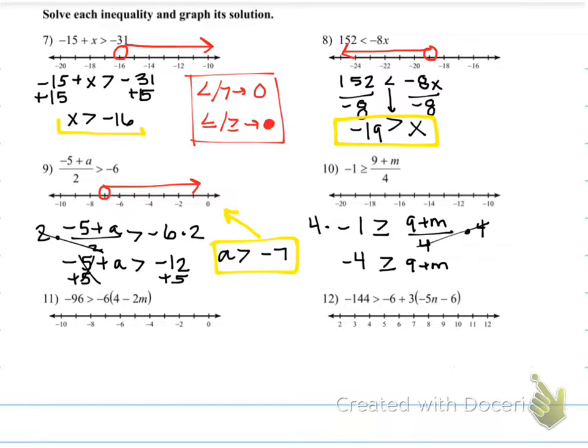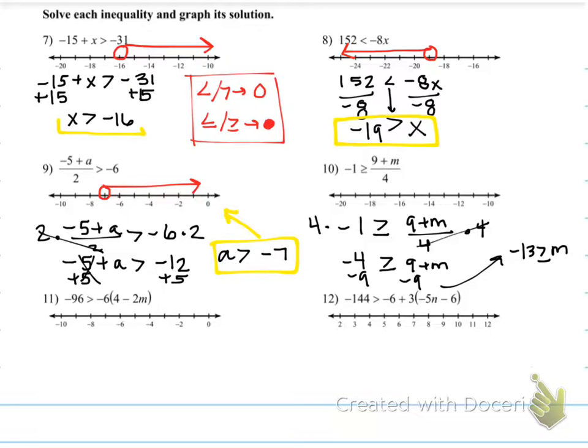4, there we go. So now what we need to do is get rid of that 9. Because it's a positive 9, the inverse would be to subtract 9. So I'm going to pop my answer over here. Negative 4 minus 9 gives me a negative 13. So I've got negative 13 is greater than or equal to m.